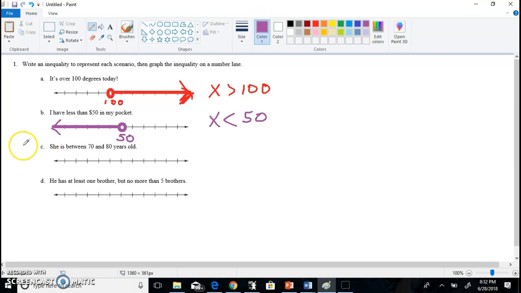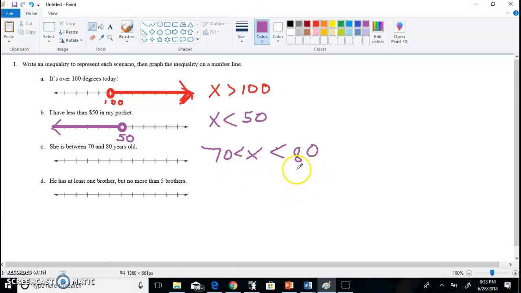All right, she is between 70 and 80 years old. Okay, now this one is a little bit different. She's between 70 and 80 years old. So this one is written a little funny. So we're going to put X between 70 and 80. And when you write it like this, you always use less than signs. And this shows that X is greater than 70, because 70 is less than X. And X is also less than 80. So she's between 70 and 80.